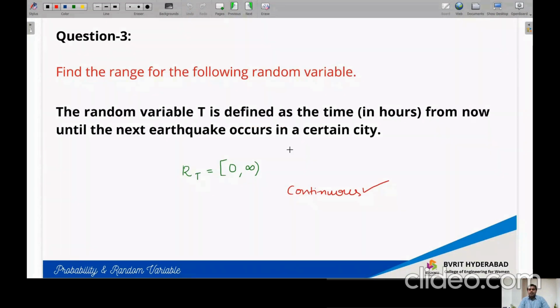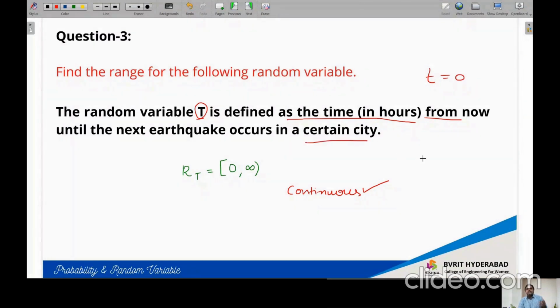And you can observe one more experiment, where the random variable T is defined as the time in hours from now, assuming that T equal to 0 has started just now, until the next earthquake occurs. Do you know when an earthquake occurs? Because it is a natural calamity, we can't expect when an earthquake occurs.